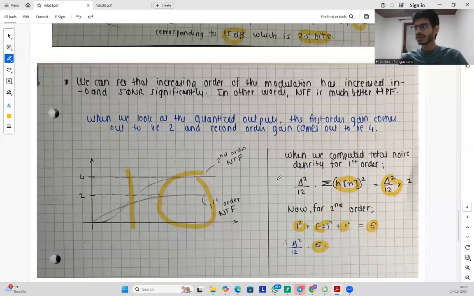And we will talk about it in great detail in the next video. We'll generalize the delta sigma modulator in the next video. But as of now, for this video, that's all from my side.